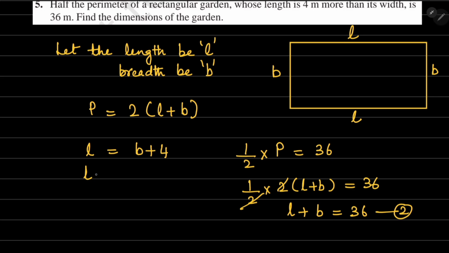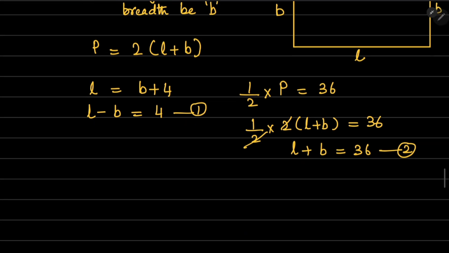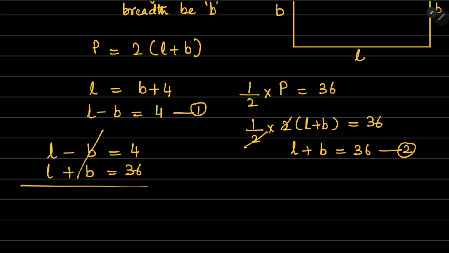The first equation is L minus B equal to 4. This is your first equation. So let's solve 1 and 2. What do you get? Just add them. L minus B equal to 4, L plus B is equal to 36. B gets cancelled. So you will have 2L equal to 40 and L is equal to 20.